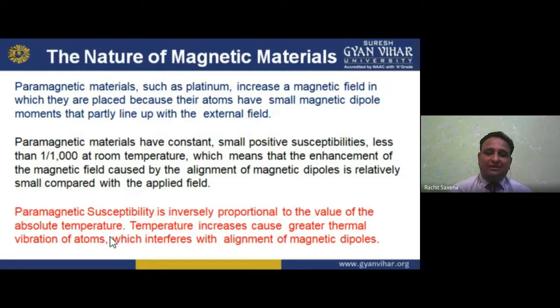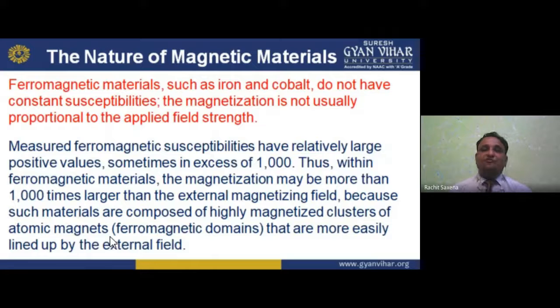This is about paramagnetic, before it was diamagnetic. Now ferromagnetic, which we use for making electromagnets. That is iron, nickel, cobalt, alloys of metal, steel sheets. Ferromagnets such as iron and cobalt do not have constant susceptibility. The magnetization is not usually proportional to the applied field strength.